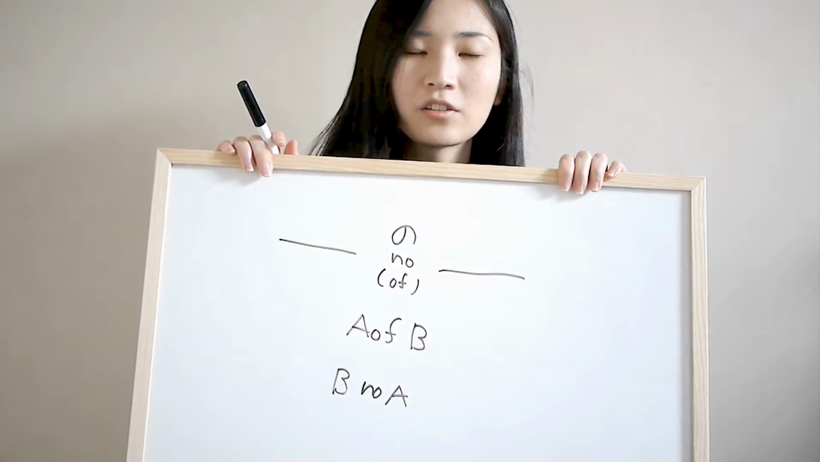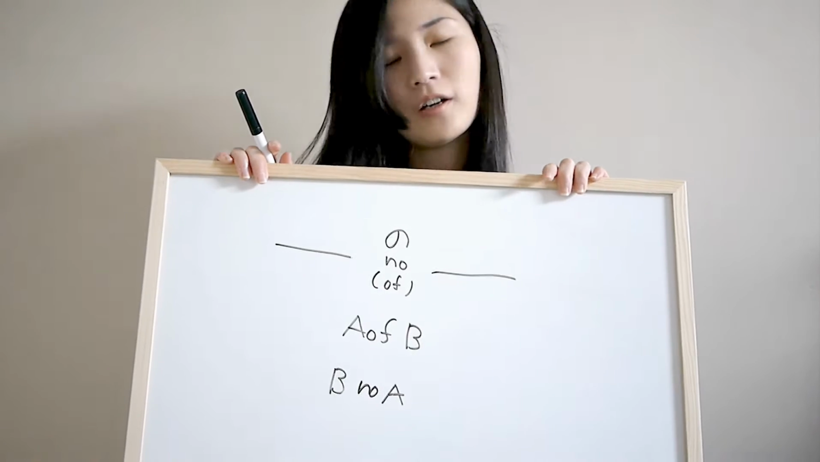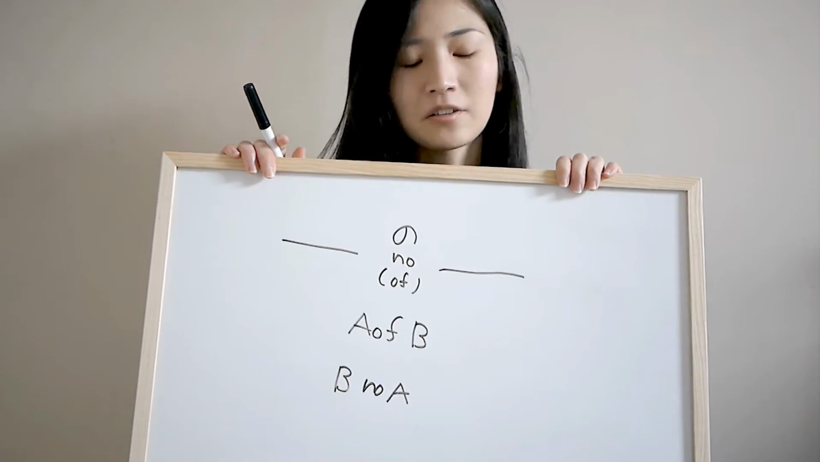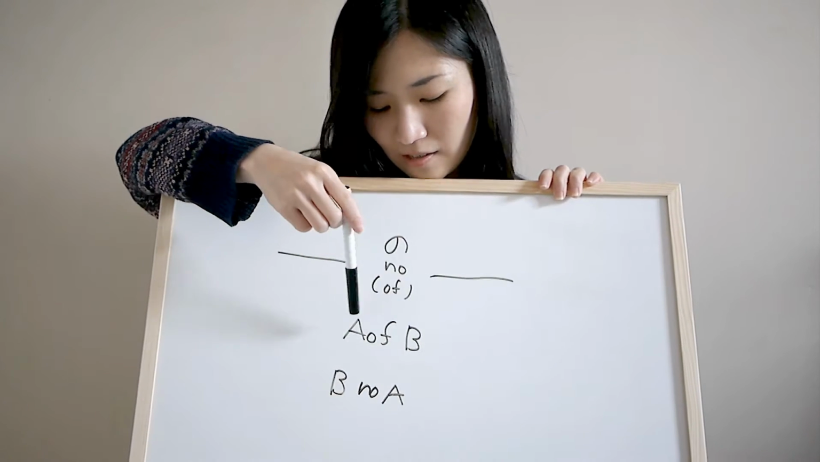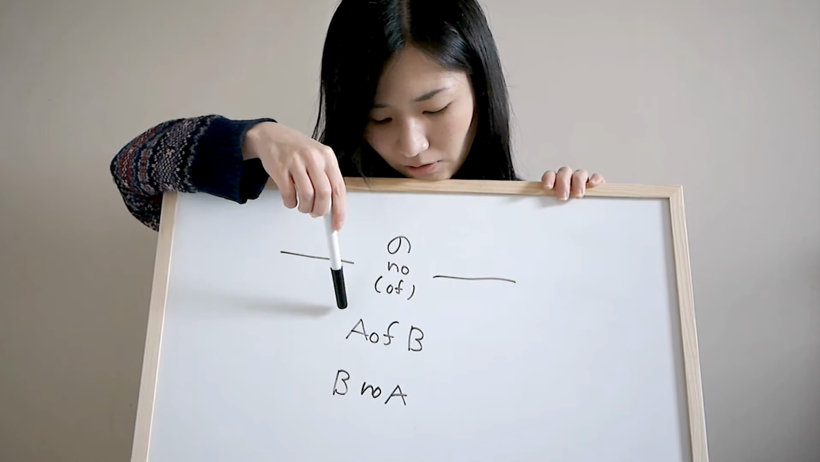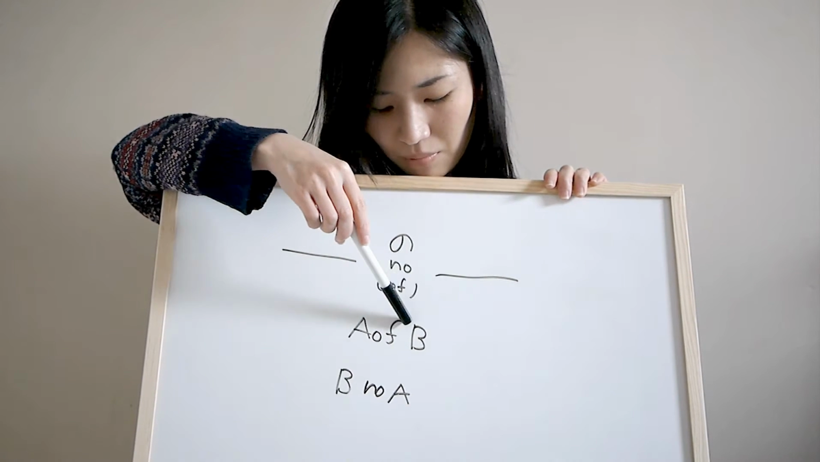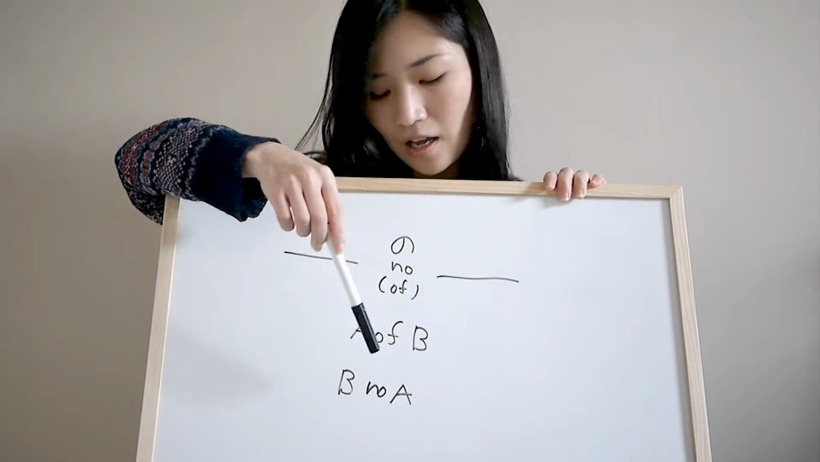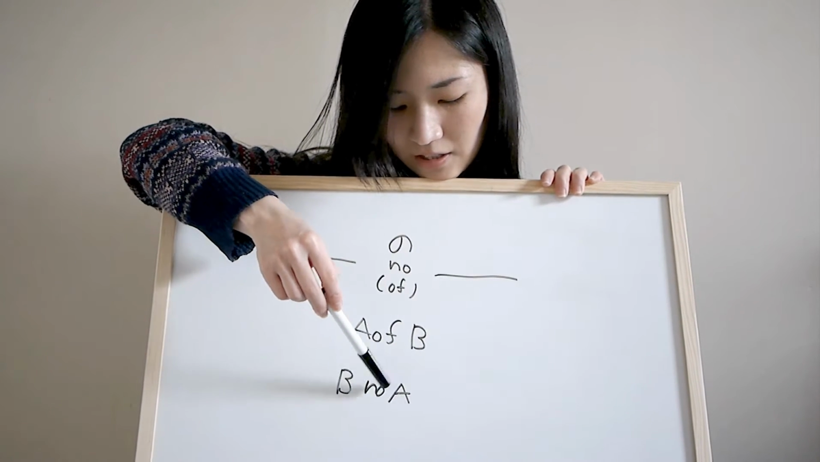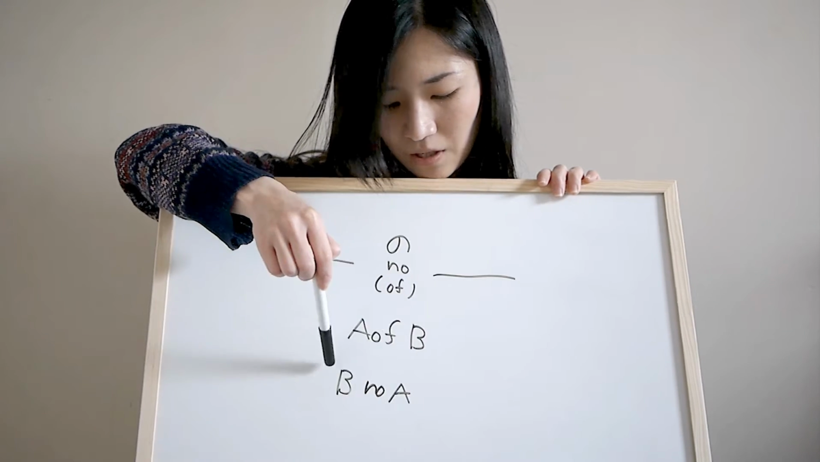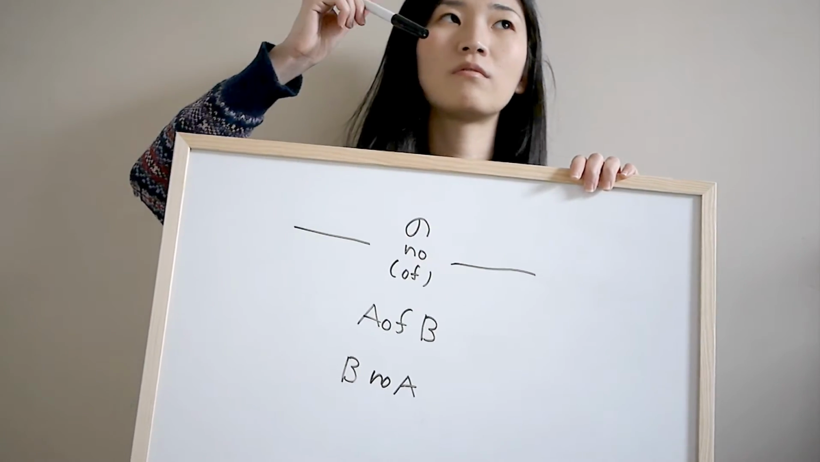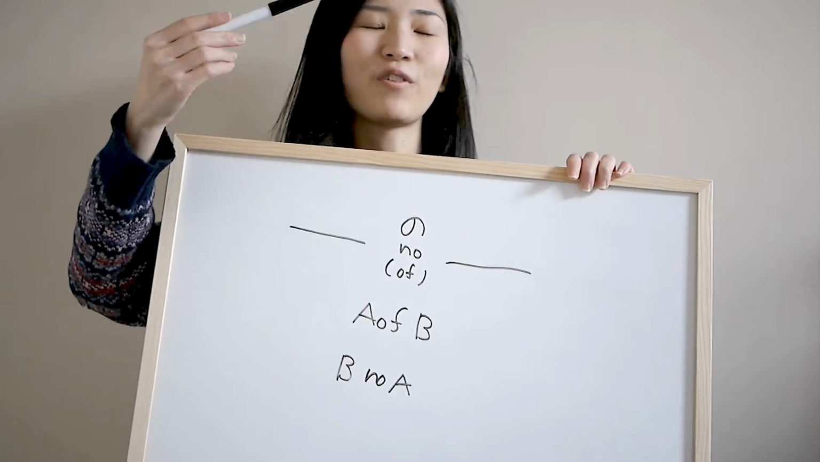So this is today's topic, no. No in Japanese means "of." In English, it's like A of B, where A is the main thing and B describes what A is. In Japanese the order goes opposite, so B describes A from before.